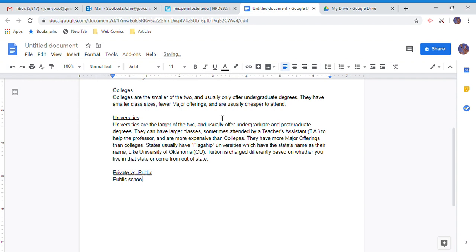Public schools are funded in large part by the government of their state and the federal U.S. government. Funded in large part by the government of their state and the federal U.S. government.